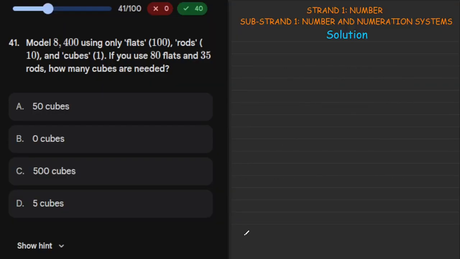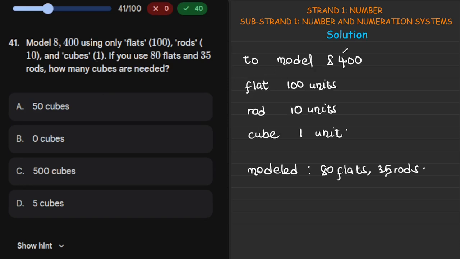So welcome back. Question number 41 says you have to model 8,400 using only flats. And it tells us that a flat is 100, and then a rod is 10, then a cube is 1. So we have 8,400 to model. And then it says if you use 80 flats, 35 rods, how many cubes are needed? So already we have 80 of the flats, and then 35 of the rods.